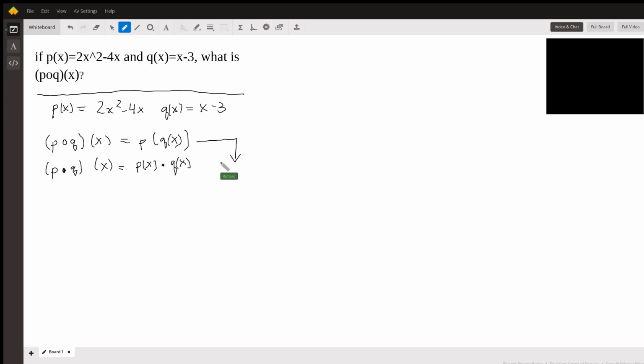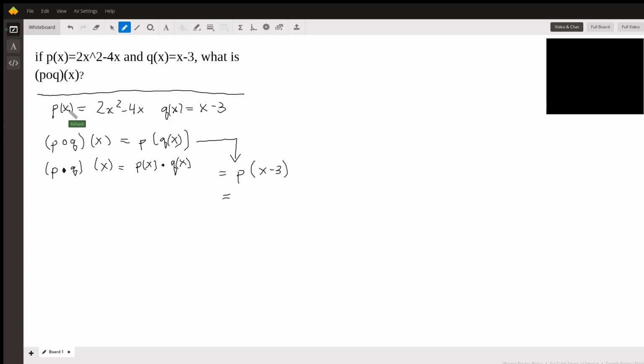Okay, so what we do is we just take the P of X and carry that, and we're going to replace Q of X with the expression for Q of X. So this expression here is replaced with X minus 3. So that part is the easy part. And now we come to the harder part.